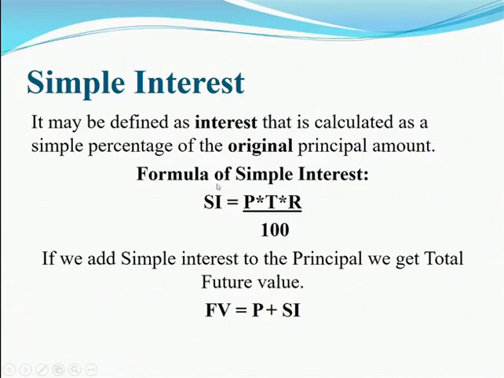Now once we come to know what is simple interest, and if we add this particular simple interest to the original principal amount, we will get the total future value. Future value is nothing but P plus simple interest.